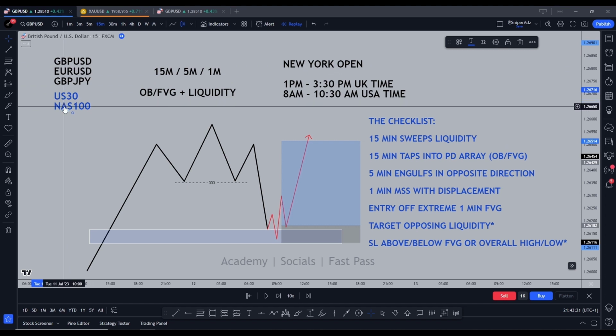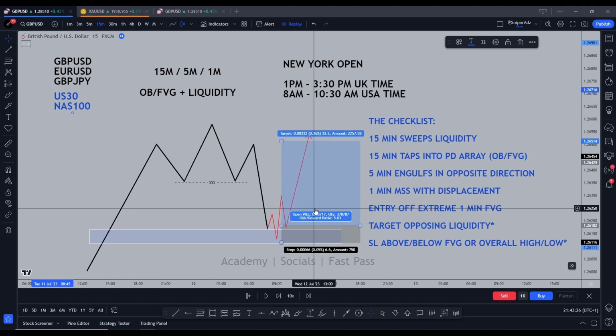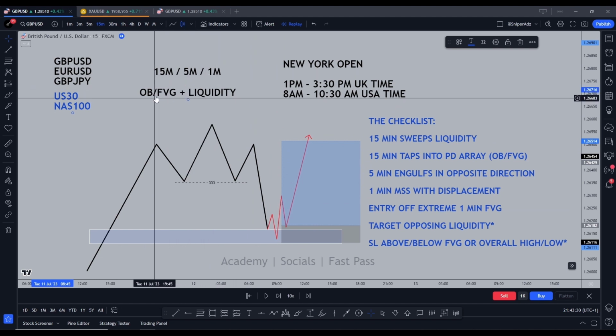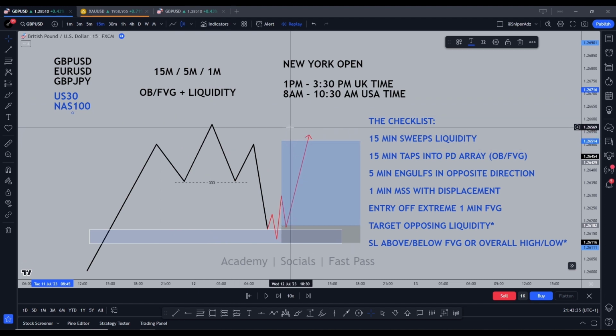It's very, very good, very nice price action when it comes to this specific strategy, especially during New York session. So we're going to be using the 15-minute, 5-minute, and 1-minute, and looking at order blocks, fair value, and liquidity generation. This is explained in my previous videos, so if you haven't already, go ahead and watch those.